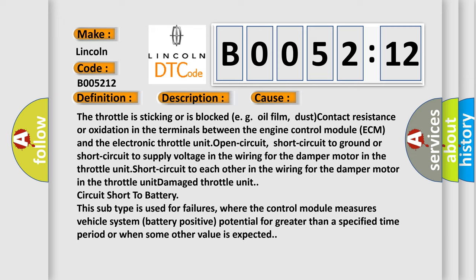This subtype is used for failures where the control module measures vehicle system battery positive potential for greater than a specified time period or when some other value is expected.